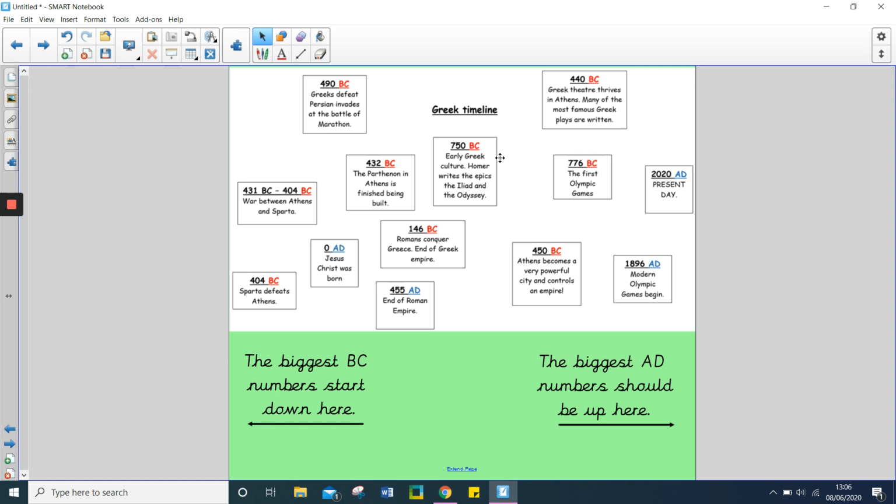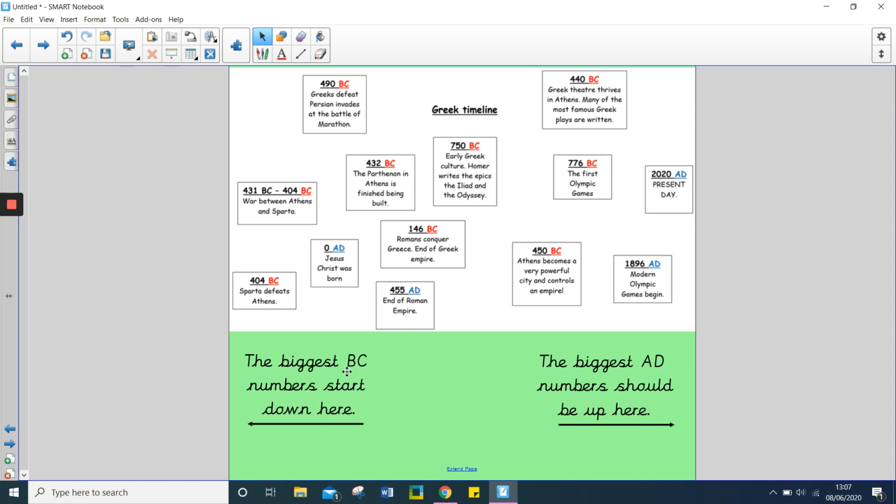750 BC, early Greek culture. Homer writes the epics, the Iliad and the Odyssey. 450 BC, Athens becomes a very powerful city and controls an empire. 776 BC, the first Olympic Games. 440 BC, Greek theatre thrives in Athens. Many of the most famous Greek plays are written. 1896 AD, modern Olympic Games began. And 2020 AD, present day.